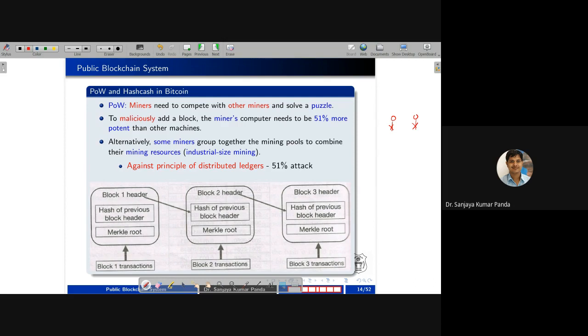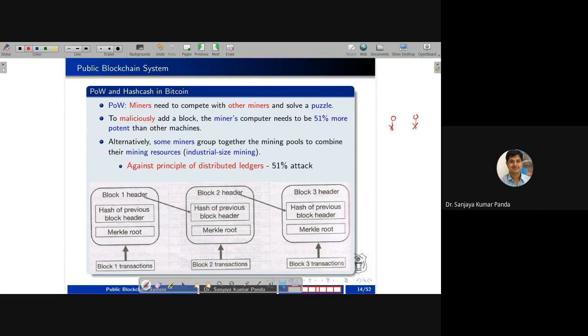rewarded. But what happens sometimes, a malicious node or a malicious person can add a block, and a miner's computer needs to be 51% more potent than other machines in order to validate a particular transaction. Okay, in order to validate a particular transaction, you need 51%. So sometimes a group of individuals, whose sum is 51%, or whose computer systems have more power or more nodes, can do malicious activity also.